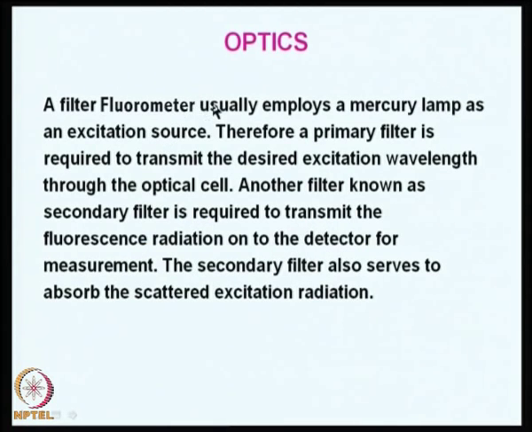Now, let us look at the optics. Usually, we have two types of instruments. One is filter fluorometers or filter photometers, and the other is spectrofluorometers. A filter fluorometer usually employs a mercury lamp as an excitation source. A primary filter is required to transmit the desired excitation wavelength through the optical cell. Another filter is known as the secondary filter, that is what we discussed, to pass the fluorescence radiation onto the detector for measurement. The secondary filter also serves to absorb the scattered excitation radiation.